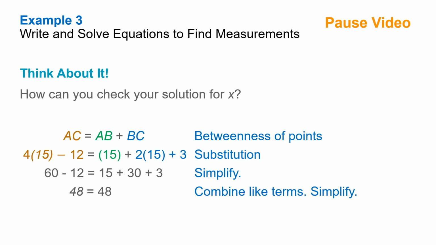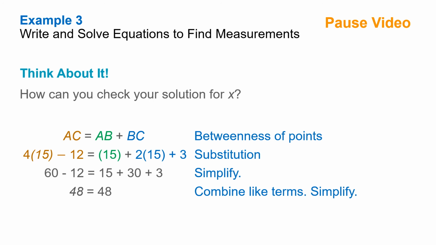One way you can check your solution for x is by substituting your value for x into each of the expressions for the parts of the line segment given and see if the two sides are actually equivalent. So when we do that, we substitute 15 for x in the expression 4x minus 12 for AC, and 15 in for x, which is AB, and 15 in for x in the expression 2x plus 3, which represents BC.